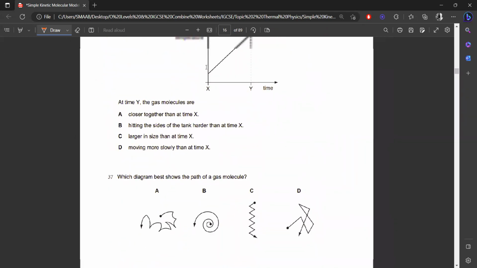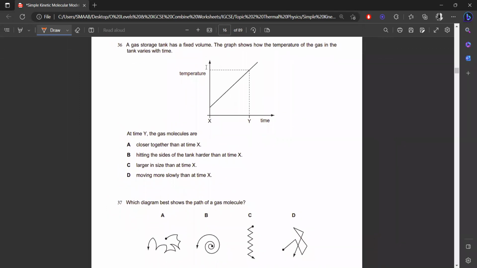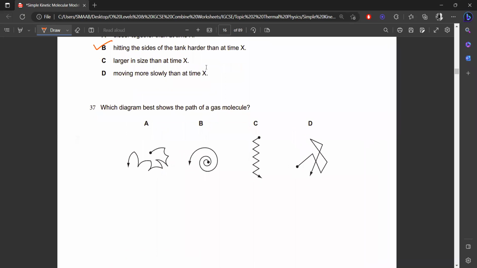Okay, just two more questions, 36 and 37. Question 36. A gas tank has a fixed volume. The graph shows how the temperature of the gas in the tank varies with time. So at time y, the gas molecules are hitting the sides of the tank harder than at time x, right?